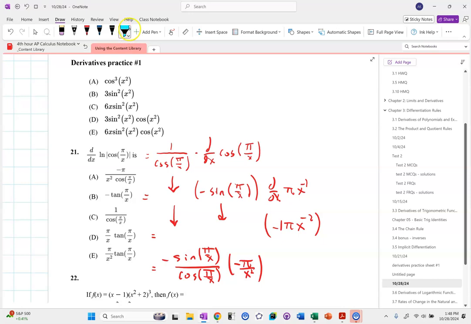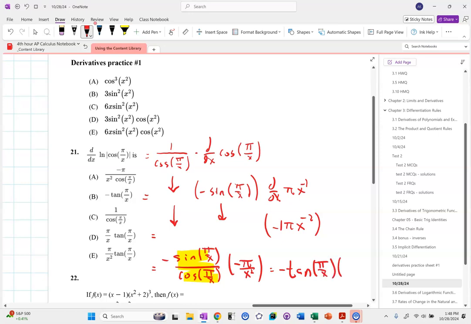Do you recognize sine over cosine? That is tangent. That's a trig identity that we'd expect to remember. And then I noticed that the negatives can cancel each other out. So this looks like that boy right there. Does that feel okay there?